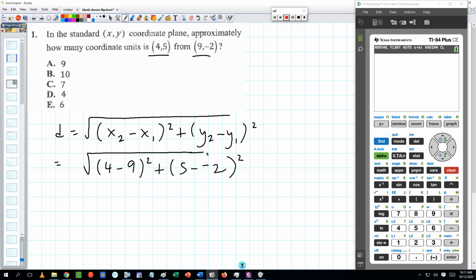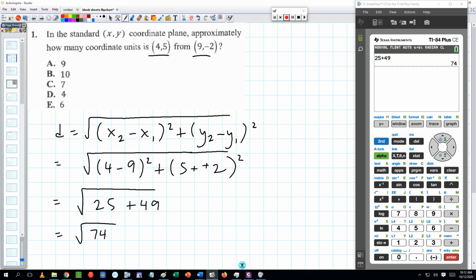I was always taught when you subtract the negative, you're actually adding. You can start typing this into your calculator, but I'm going to do a little bit of the math in my head. 4 take away 9 is -5. -5 squared is 25. 5 and 2 make 7. 7 squared is 49. 25 plus 49, 74.